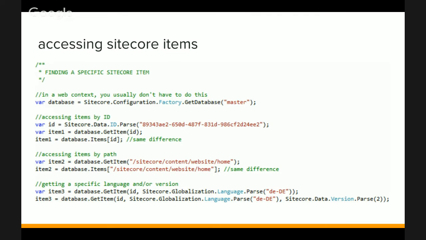With that, we can also request a very specific language version of that item. So in this case, we're going to take our ID and get the German version of it, or we're going to actually get, in this last example, the second version of the German language of this item.